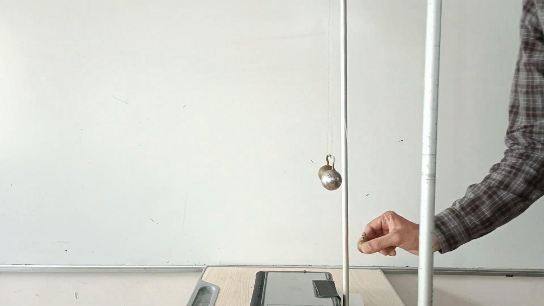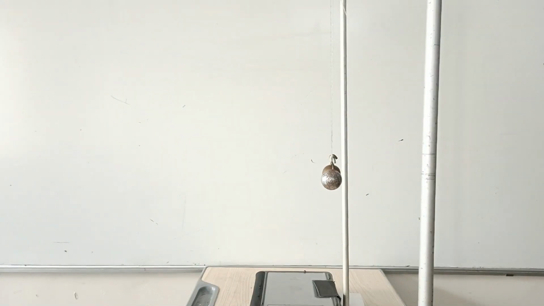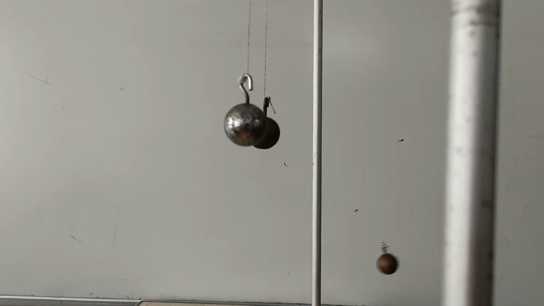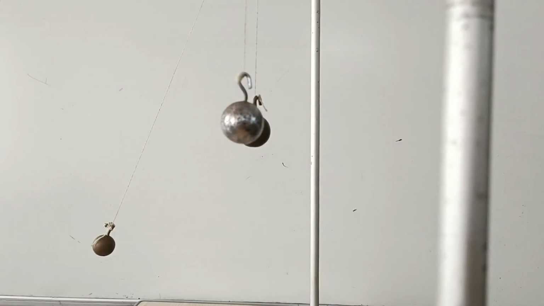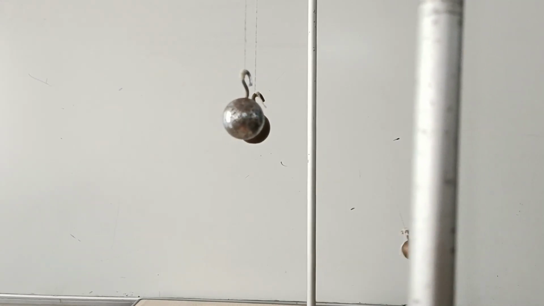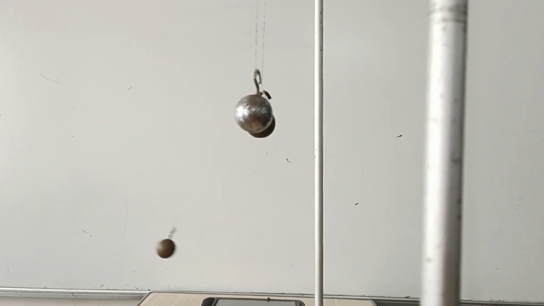Now let's oscillate pendulum C. We observe that pendulums A and B receive very little energy from C, due to which their amplitudes of oscillation are very small or negligible. It's because the frequency of C doesn't match with that of A or B.